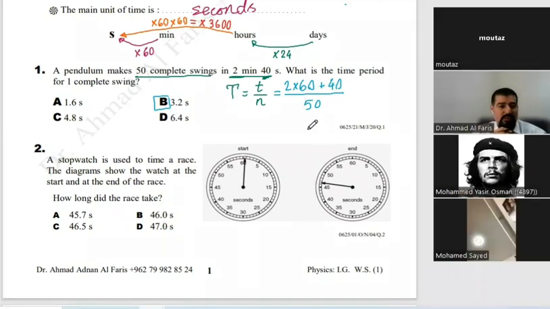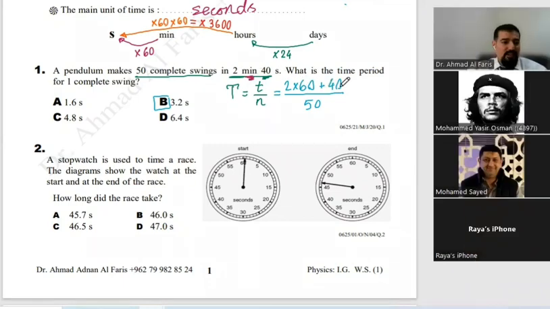Yes, what's your question? From where do we get the 60? Each minute is 60 what? Seconds. So 2 minutes, 2 times 60 plus what? 40, okay? So you divide the total time by the number of oscillations to find how much is the time for each oscillation. Yes, it's the period. The period, capital T, or the time for one oscillation, equals the total time divided by the number of oscillations.